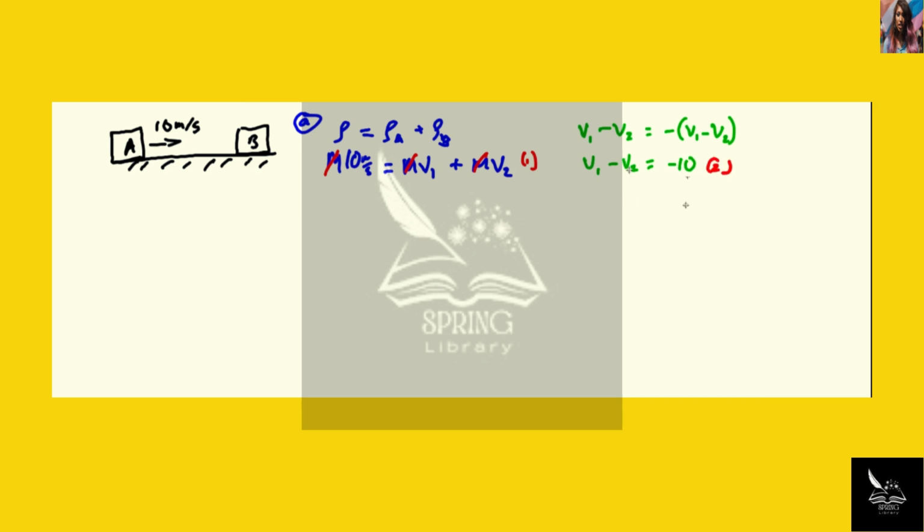Here we have v1 plus v2 equals 10. Here we have v1 minus v2 equals negative 10. Well, if you subtract this equation from this equation, you should end up with 2v2 is equal to 20 meters per second. Or in other words, v2 is equal to 10 meters per second. Now, B does not continue at that speed. It's going to decelerate.